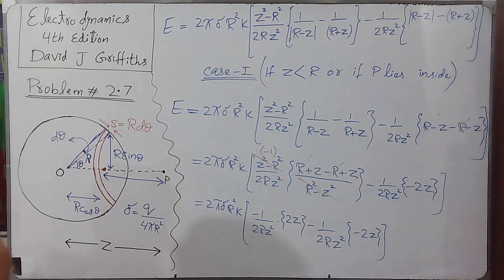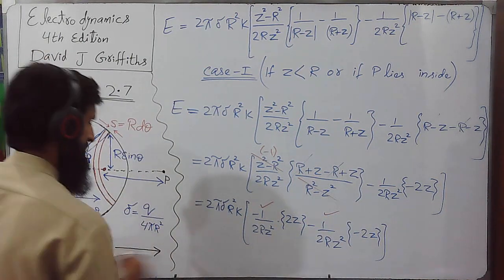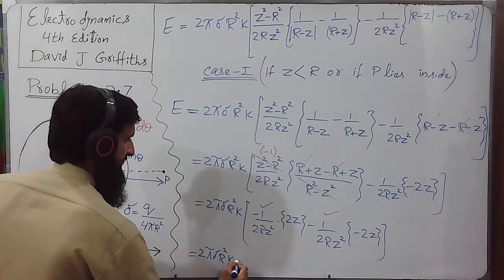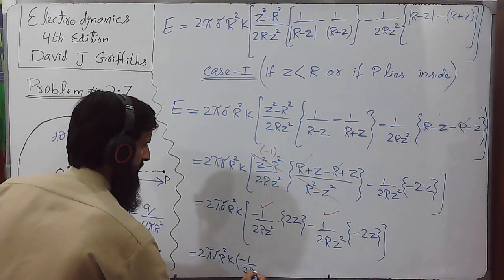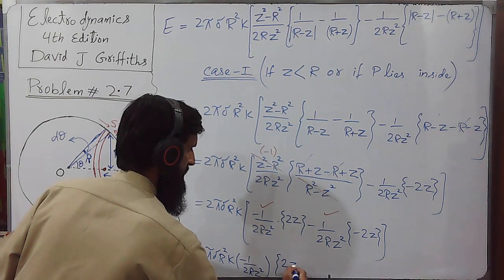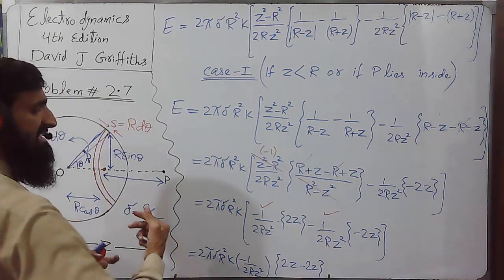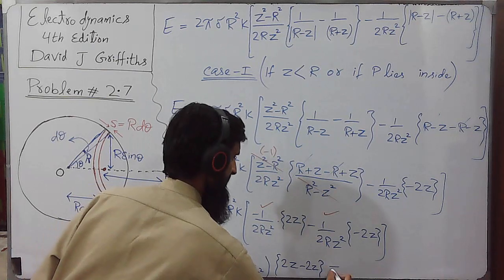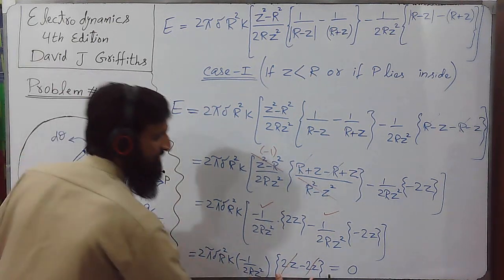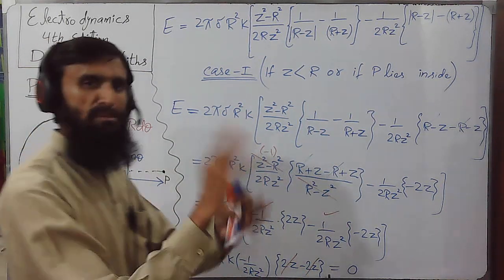Once again, if I take this expression as common, I will get 2 pi sigma r square k into minus 1 over 2 r z square, and we are left with 2z minus 2z inside the bracket. Now these two terms will cancel out each other, and then we will get 0 inside this bracket. Multiplying all these terms by 0 makes it 0.